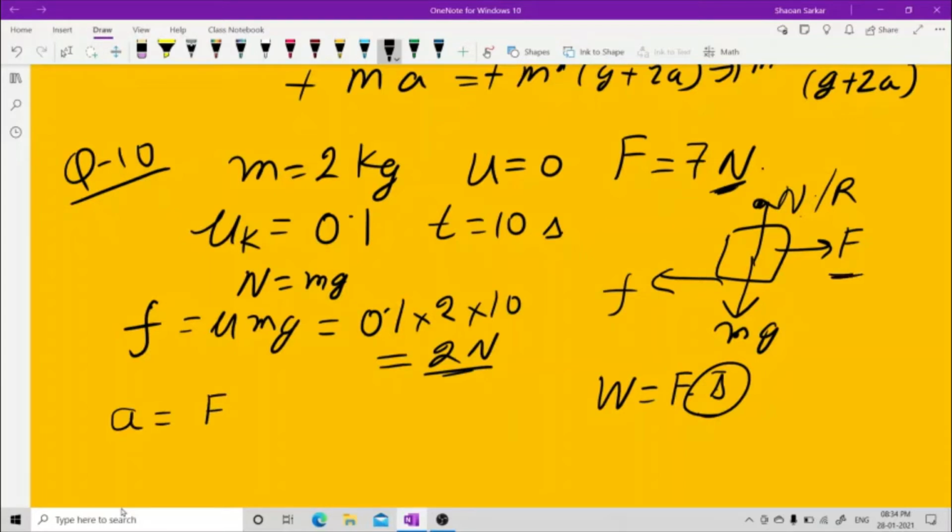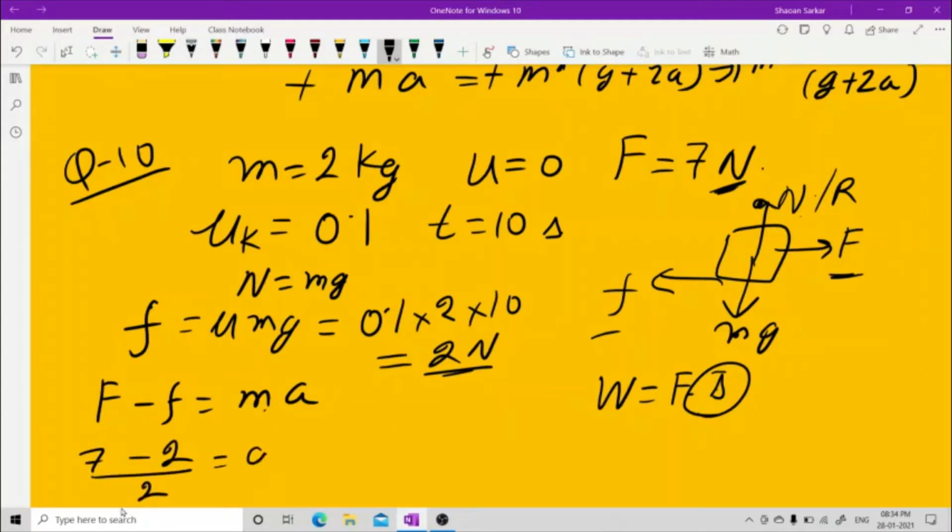Use the equation. See, you know how to use the equation. F minus f is equal to ma. So F is 7 newtons, and we found f to be 2 newtons, and m is 2. So this gives you a equal to 5 by 2 meter per second square.